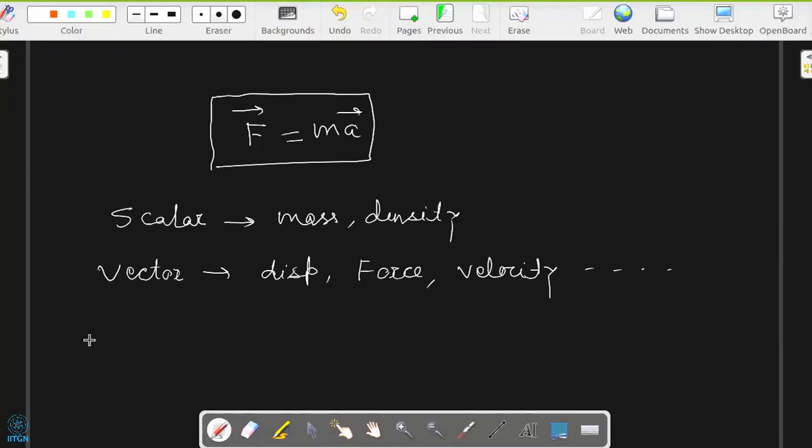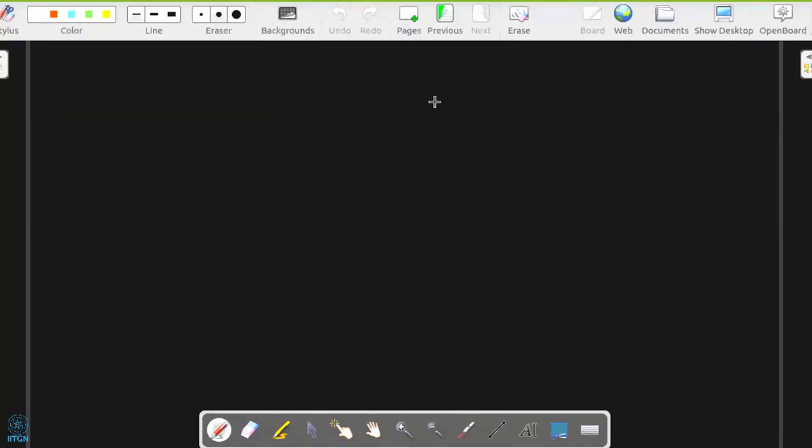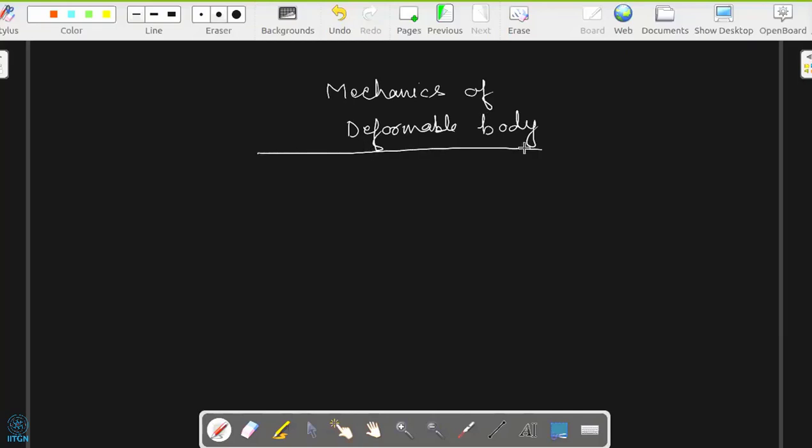Now, after this, you have also studied the mechanics of deformable body. The very first course you have done is either strength of material or mechanics of solid in your second year of engineering. So in mechanics of deformable body, we are studying that if force is applied on any body, then it will get deformed, it may fail.